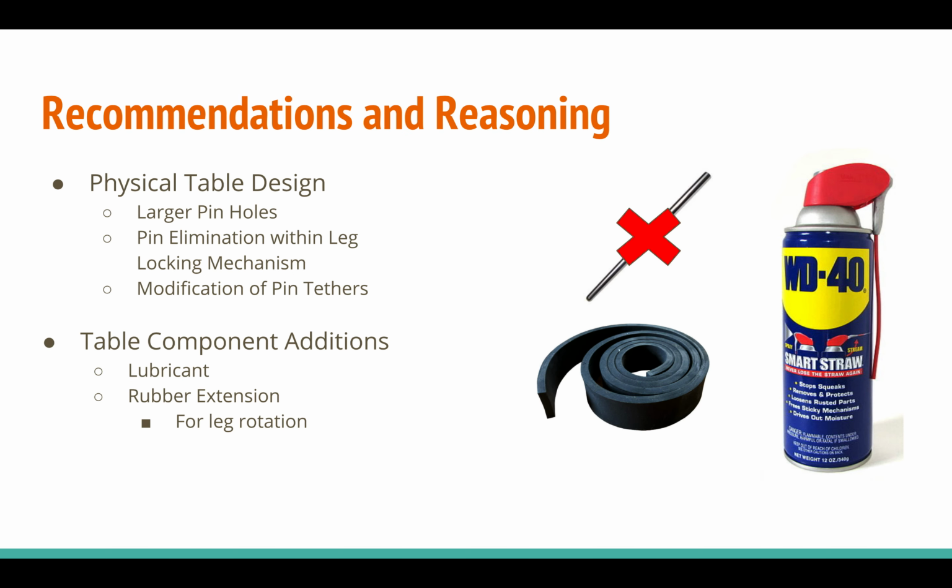Recommendations for our table. We think that to create more efficiency, improving the table design is one aspect we could go into, where we make larger pinholes to reduce the resistance on pulling them out, taking 2 pins out, thus halving the time it takes to put all 4 in, and modification of the pin tethers, which are currently made of steel, which are really stiff and hard to place pins in because of. Additionally, we could add lubricant to the joints to allow the parts to free flow more, or a rubber extension to the side of the table so that the legs can freely rotate.